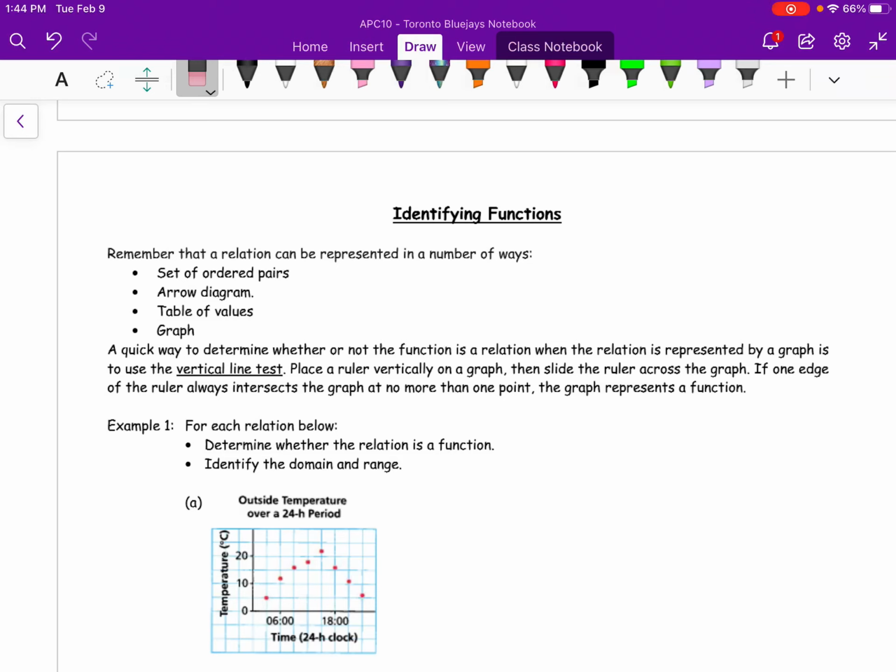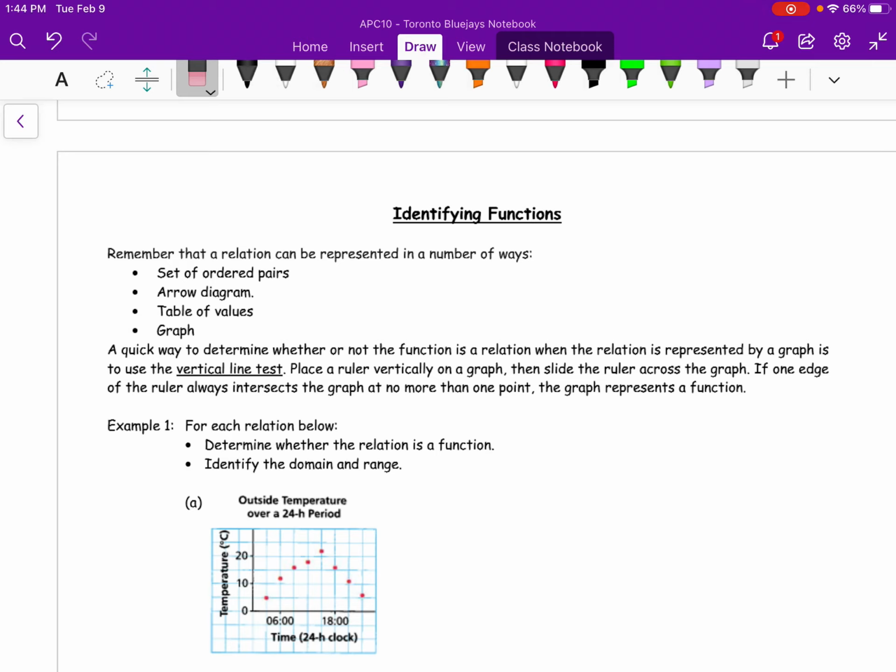Identifying functions. Remember that we have seen relations can be represented in a number of ways: a set of ordered pairs, an arrow diagram, a table of values, or we can graph it. A quick way to determine whether or not a relation is a function is to use the vertical line test.